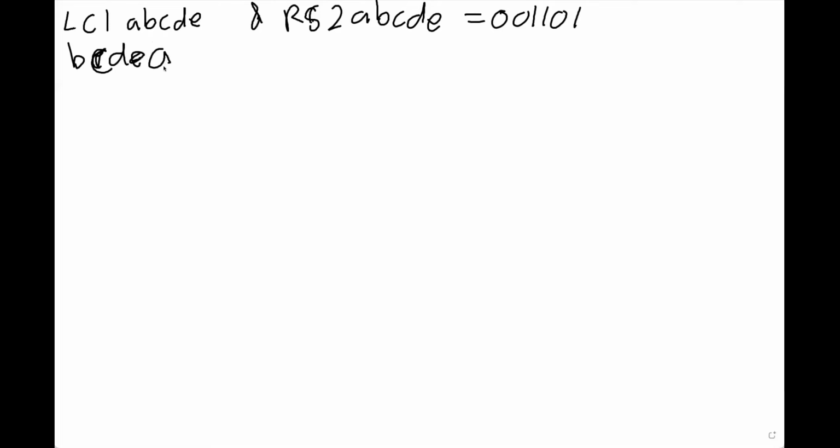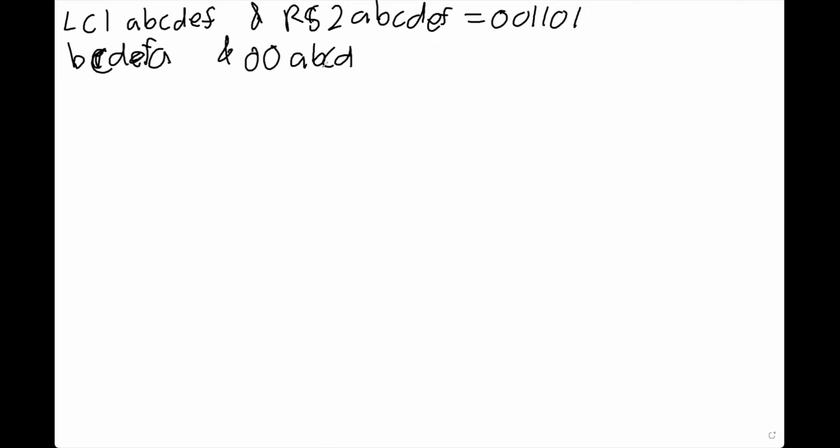A. Wait, let me just read the question real quick. It's a 6-bit string. This is why I say read the question carefully. I forgot to do that. I just assumed it. Put an F here because it is a 6-bit string, not just a 5-bit. Don't make these kind of stupid mistakes that I do.